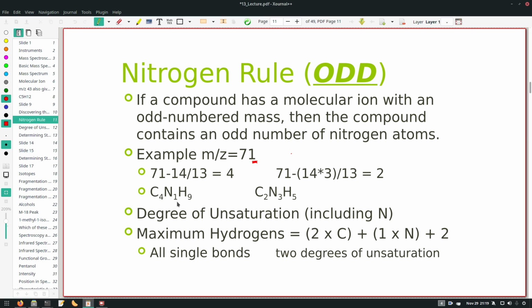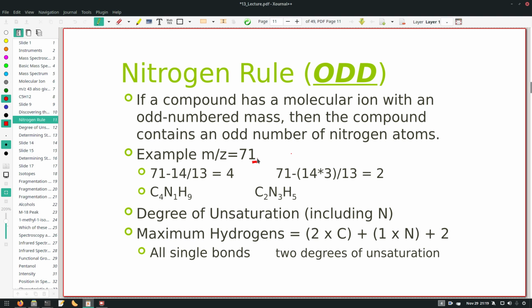So C4N1H9 does work. If I thought it had 3 nitrogens, I'd do the same thing and I could get a formula for it. Now the reason I didn't do it if there were 2 nitrogens is because with an even number of nitrogens, the parent ion would go back to being even.